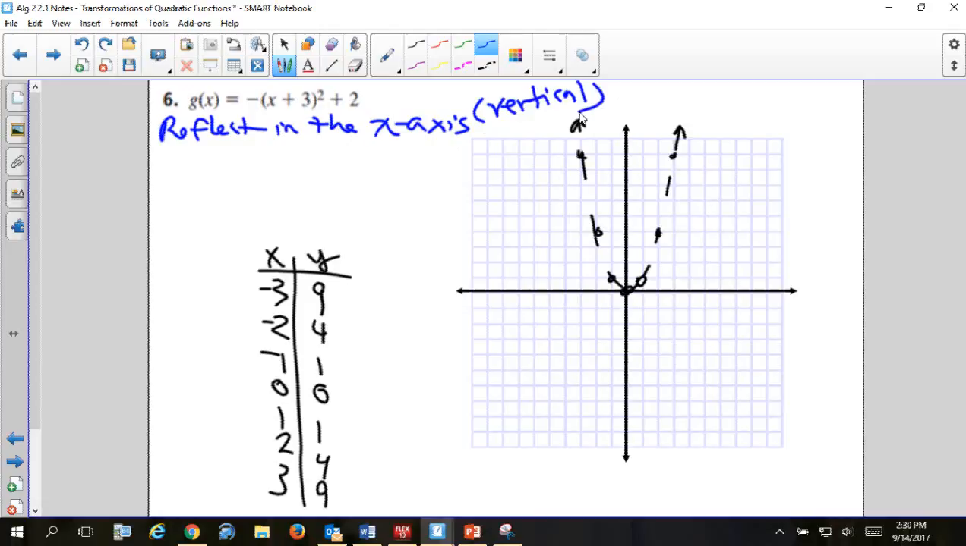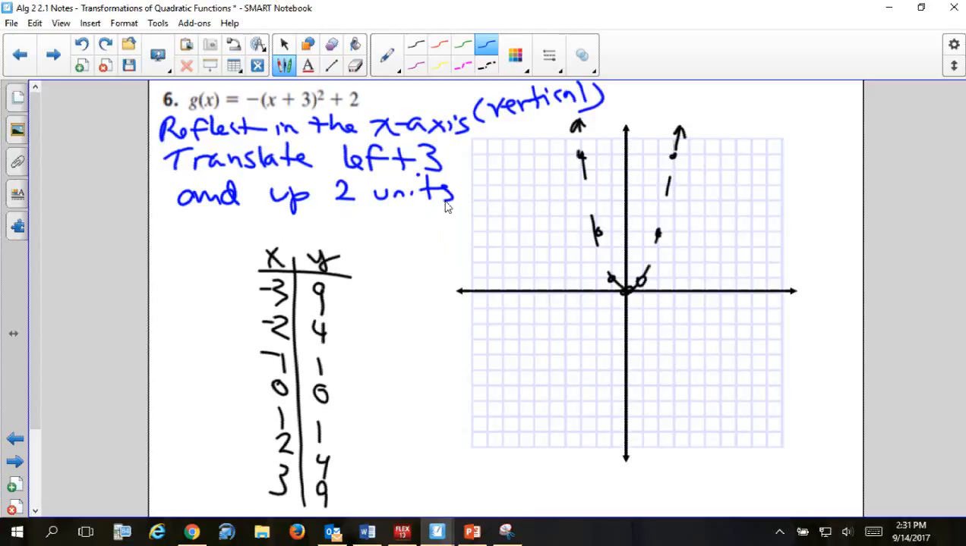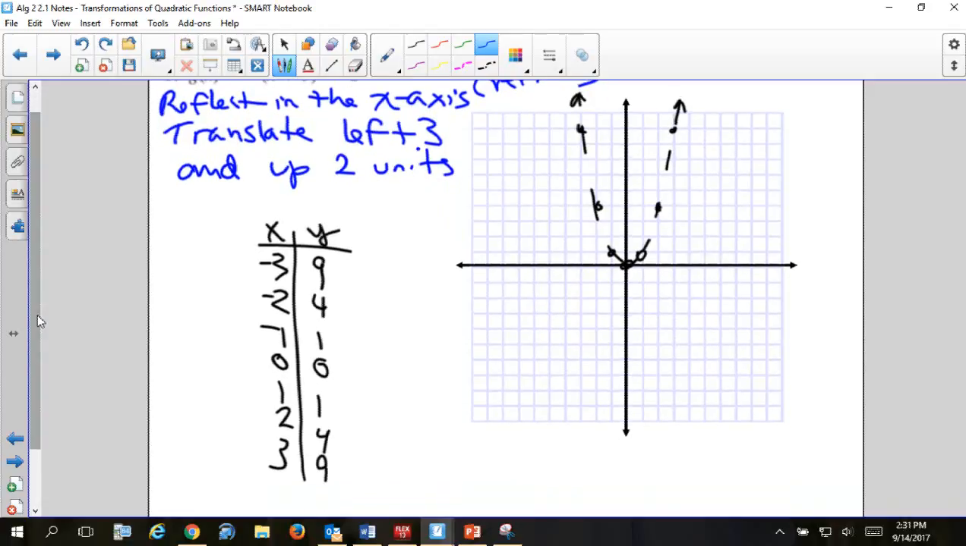So it is vertical. So we'll think about that when we fill out our table. What's the plus 3 in the parentheses tell us? Translate left 3. And what's plus 2 tell us? Up 2 units. So in our table, we always do multiplication before we do adding or subtracting.